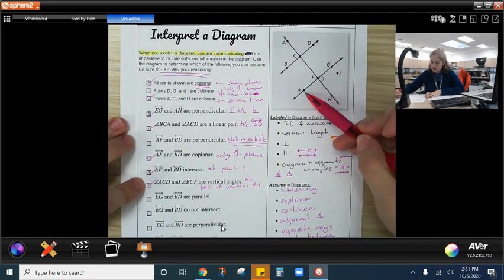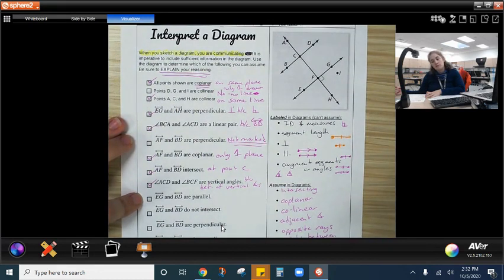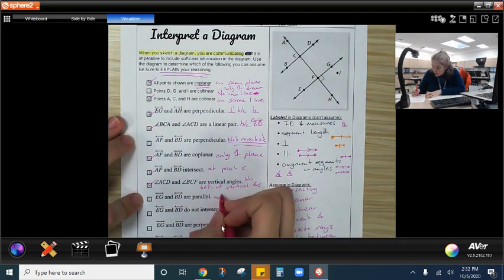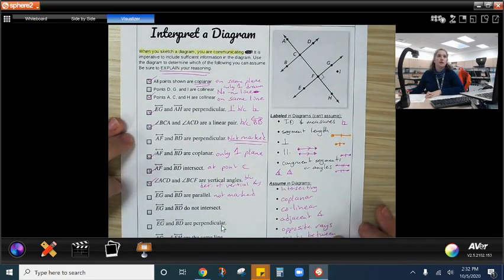We want to know if EG and BD are parallel. Well, they look like it, right? Is it marked though? Do we have our little arrows on there? No, it is not marked. So we cannot assume it to be true.